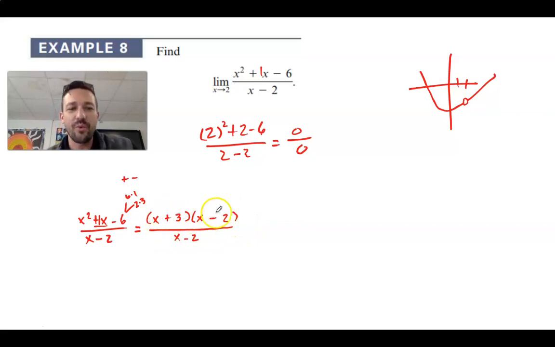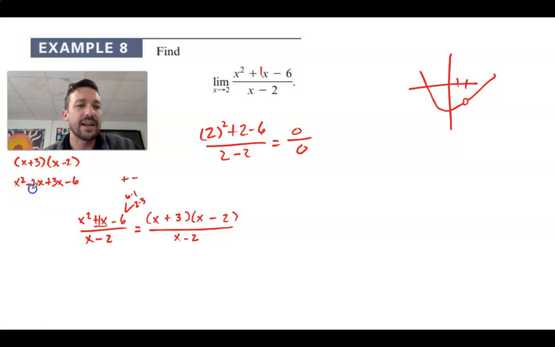And if you're like, I have no idea how this is the same as that, that makes no sense, you can always go backwards to check it. So x plus 3, x minus 2. How do you go backwards? Remember, x times x makes x squared. x times negative 2 makes minus 2x. 3 times x makes plus 3x. And then 3 times negative 2 makes negative 6.